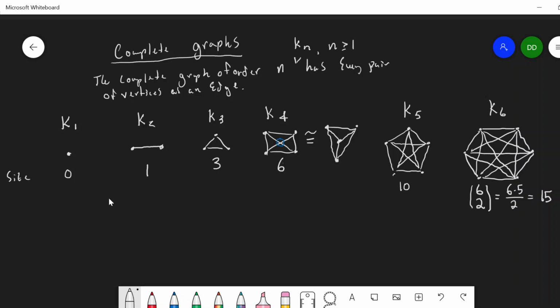So in general, Kn has size n choose 2, because n choose 2 is the number of 2-element subsets of an n-element set. Since we have n vertices, and every pair of those vertices, every 2-element subset of those vertices, is an edge, there's exactly n choose 2 edges. N choose 2 has a nice common formula, n times n minus 1 all over 2. So that's complete graphs and why they have the size that they do.